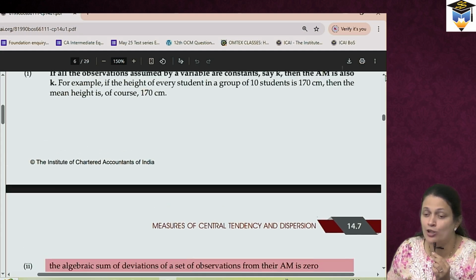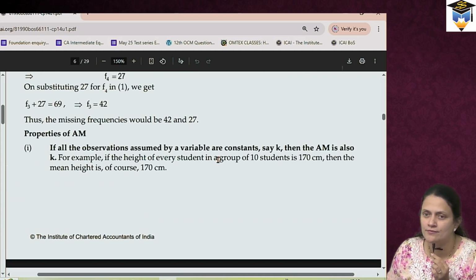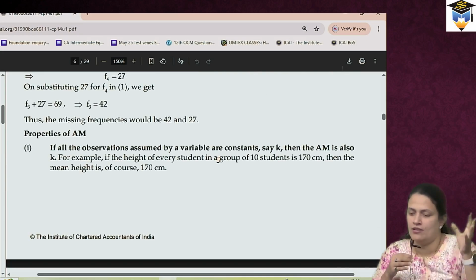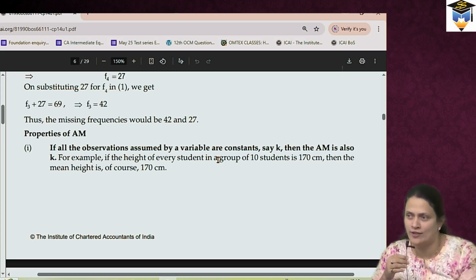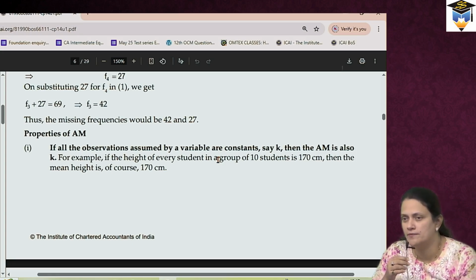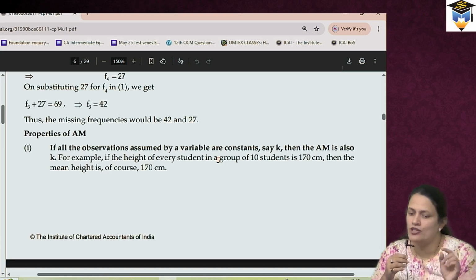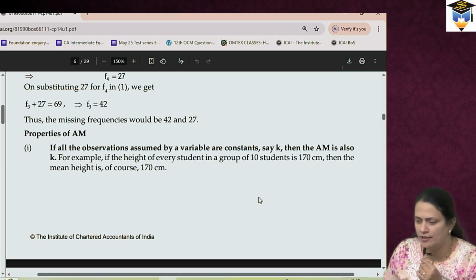So basically, what is the value of k over here? If all the heights are given to us as 170, the mean is also 170, what will be the value of k, which is nothing but a constant? It will be 1. 170 multiplied by 1 will give us the answer as 170. So if all the observations assumed by a variable are constant, we are multiplying by k, which is in our case 1, to get the answer as 170 centimeters. Understood? Next part.